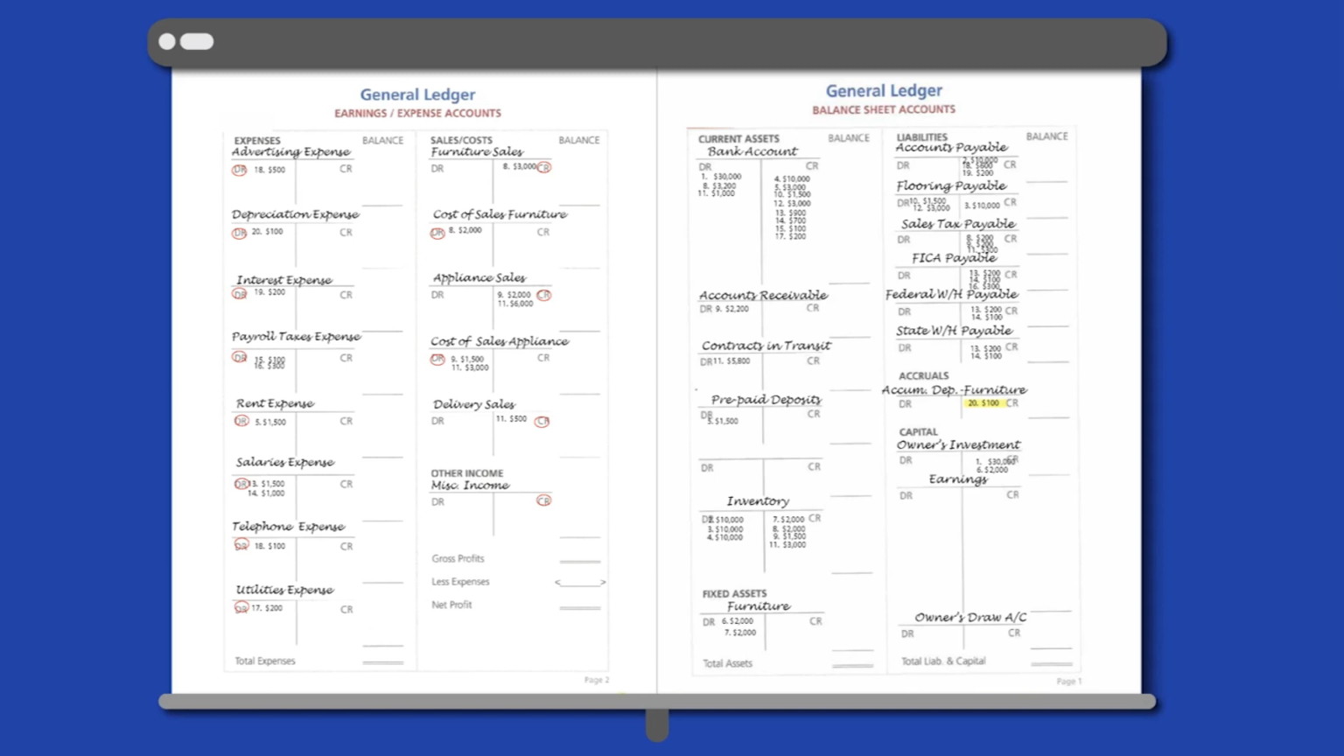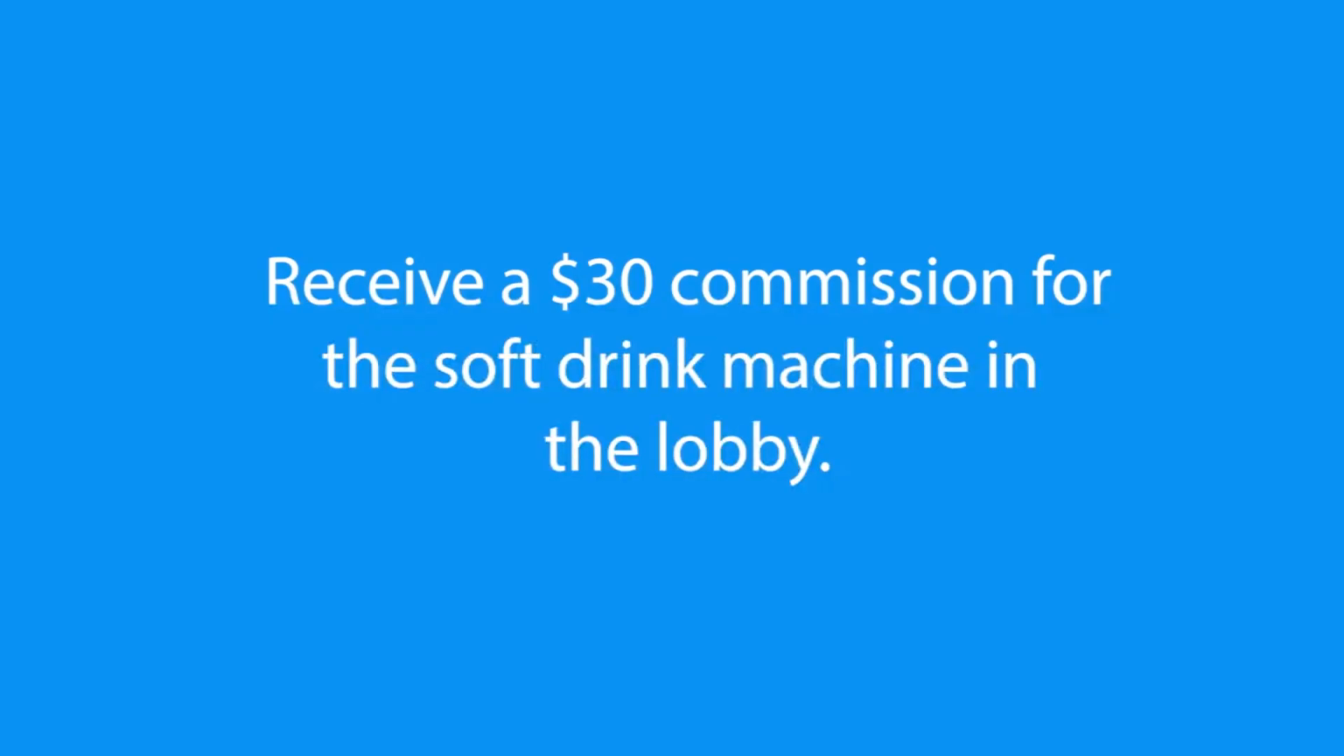Okay, number 21. We received $30 commission for the soft drink machine in the lobby of the store. It's just one of those incidental things. Every once in a while we get something from something, and every few months they'll send us a small little check for the pop machine, a commission on that. And this month it was $30. We put it in the bank, deposit it with the others.